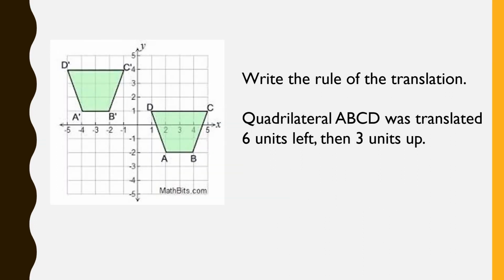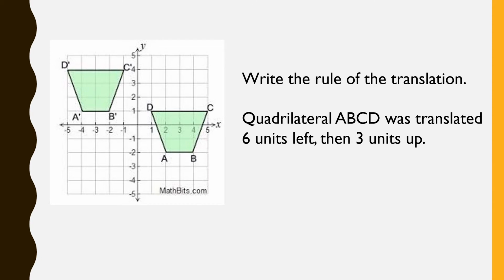In this example, we have quadrilateral ABCD. We want to write the rule of this translation. When you're writing a rule of a translation, each coordinate is going to move the same distance and the same direction. So you only need to figure out how many units this particular figure has moved left and up.